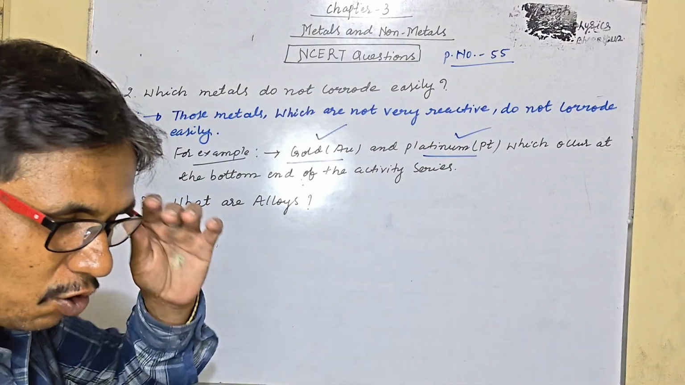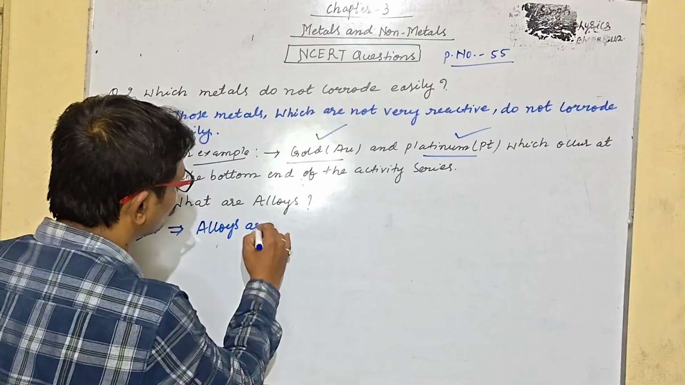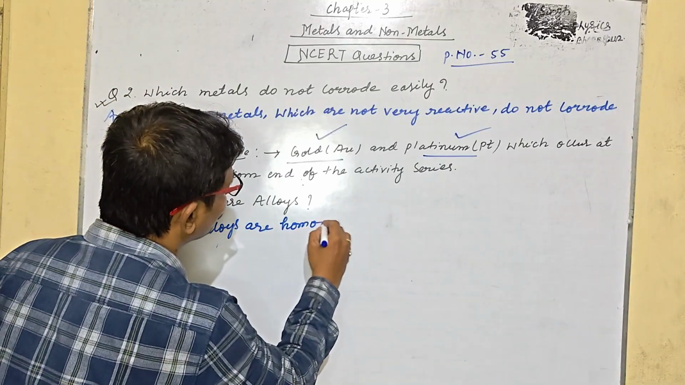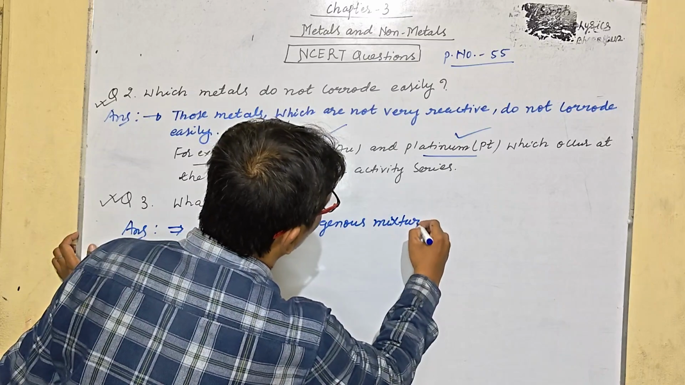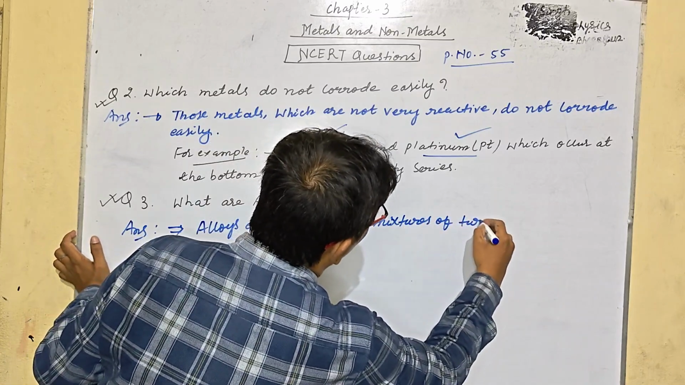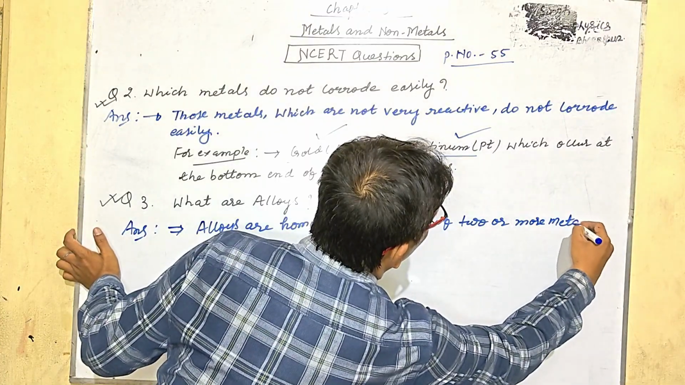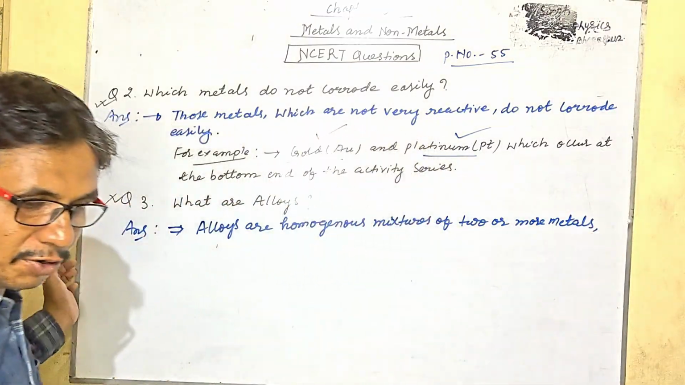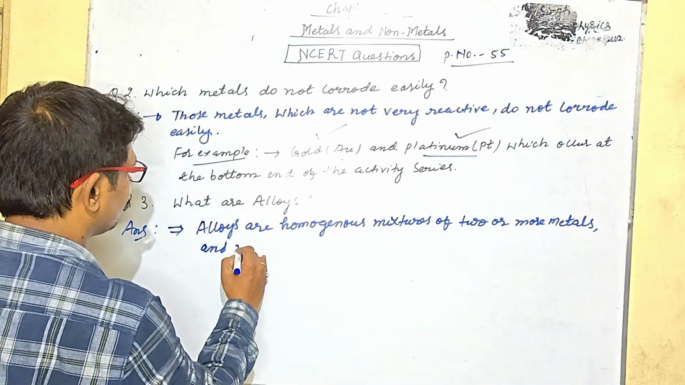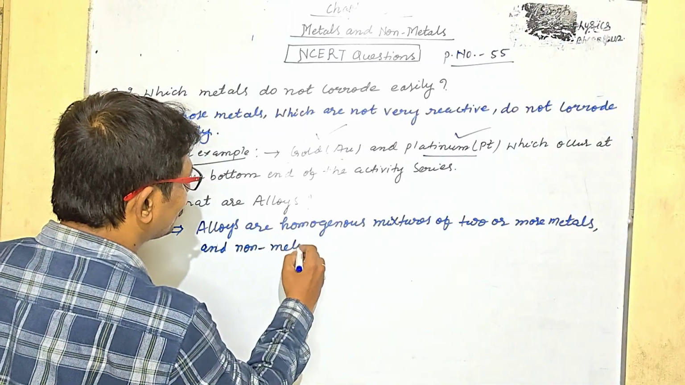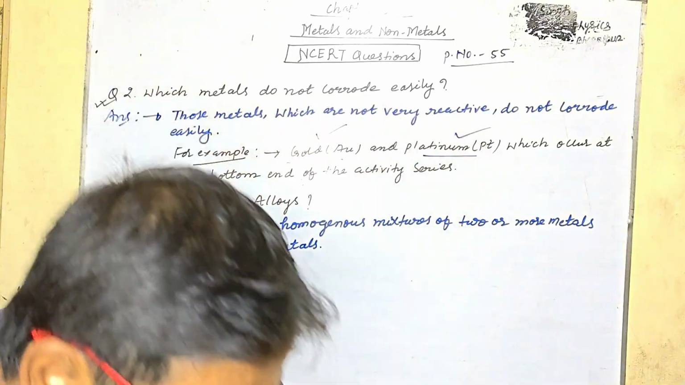The simple definition: alloys are homogeneous mixtures of two or more metals, or of metals and non-metals. So my dear student, alloys are homogeneous mixtures of two or more metals and non-metals.